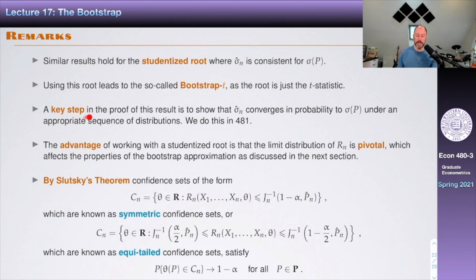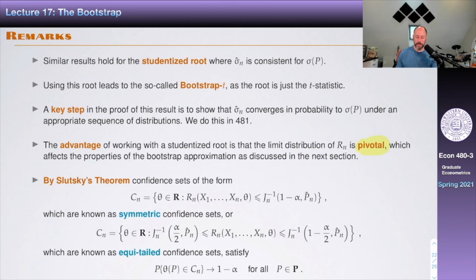A key step in the proof of this result is to show that sigma hat_n converges in probability to sigma(P) under an appropriate sequence of distributions. This, as easy as it looks, ends up being challenging, or at least more involved. So I typically always do that in 481. The advantage of working with a studentized root is that the limiting distribution of this root is pivotal. And there are reasons for being interested in having asymptotic distributions that are asymptotically pivotal.